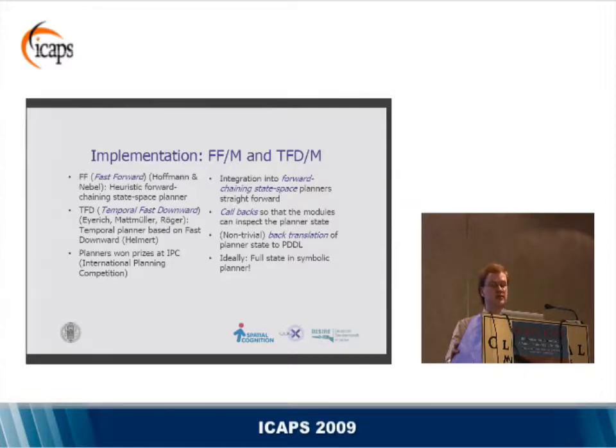One important thing is callbacks. Callbacks are used so that the modules have a chance to inspect the planner state. So the values of those predicates are dependent on the state, which is quite important in a lot of settings. One thing which is not so easy is that depending on the internal representation of the planner, it might be necessary to convert the internal representation back to PDDL, as the modules only have an interface in PDDL, and they shouldn't need to know anything about what happens internally in the planner. And what we expect from this is that ideally you can model a domain so that the full state is in the symbolic planner and the modules can be called independently.